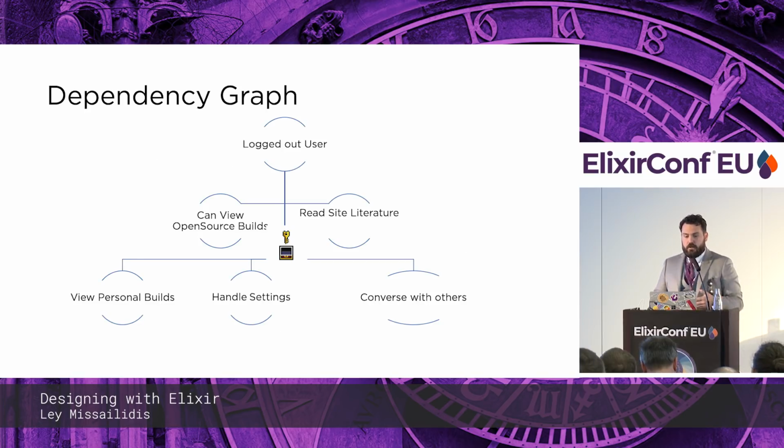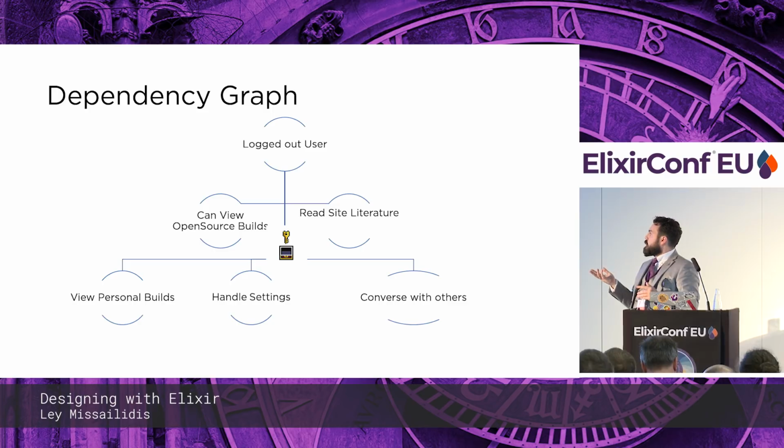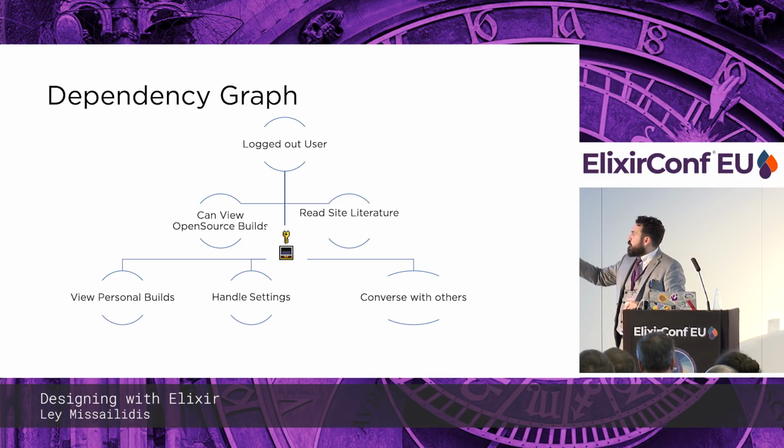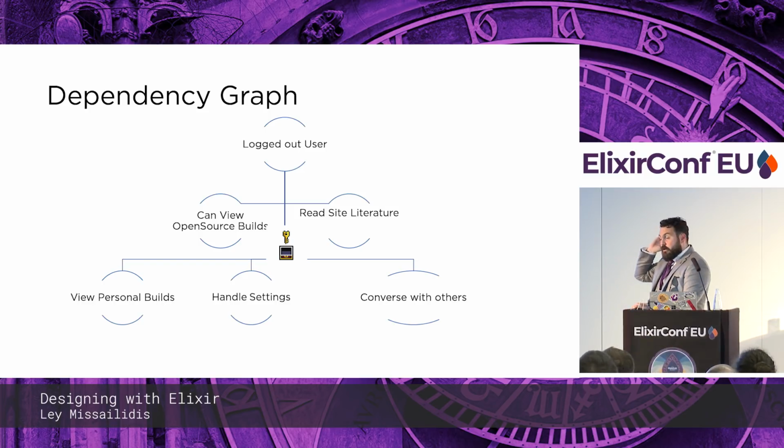So the next one is the dependency graph, similar to what I was showing you earlier with Super Metroid and Wind Waker. Now, I've done this in a way that we have a logged out user. They can see open source builds and read site literature. If they log in with the key, then we start having more features hinged into that section.